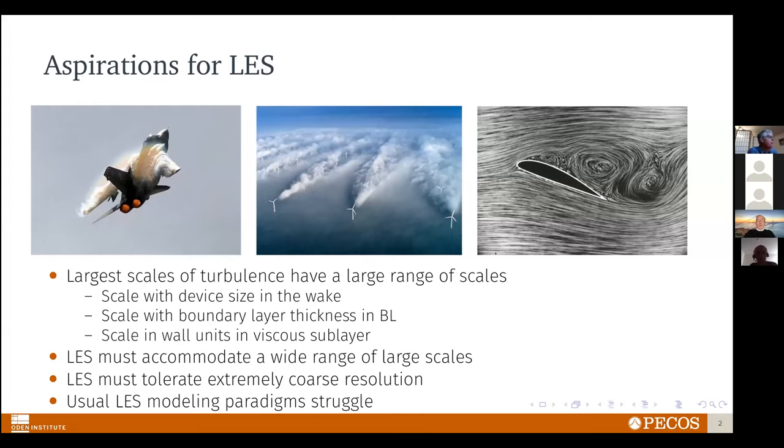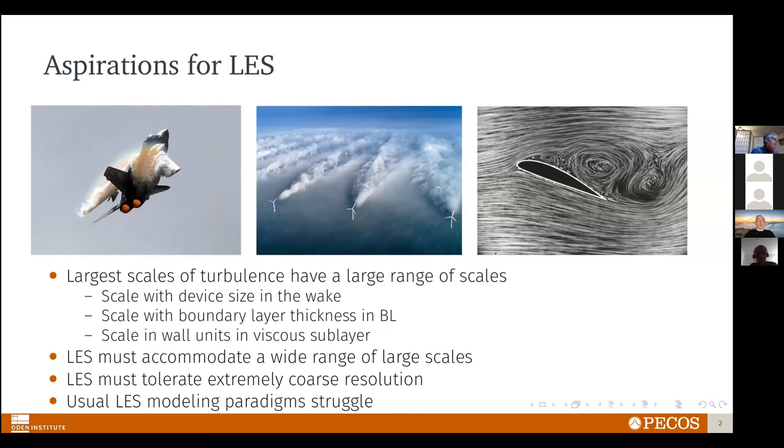in the viscous sublayer, scaling with the viscous units. This is a problem that we've faced in LES for a long time, and we need to be able to accommodate this wide range of what we call the large scales.